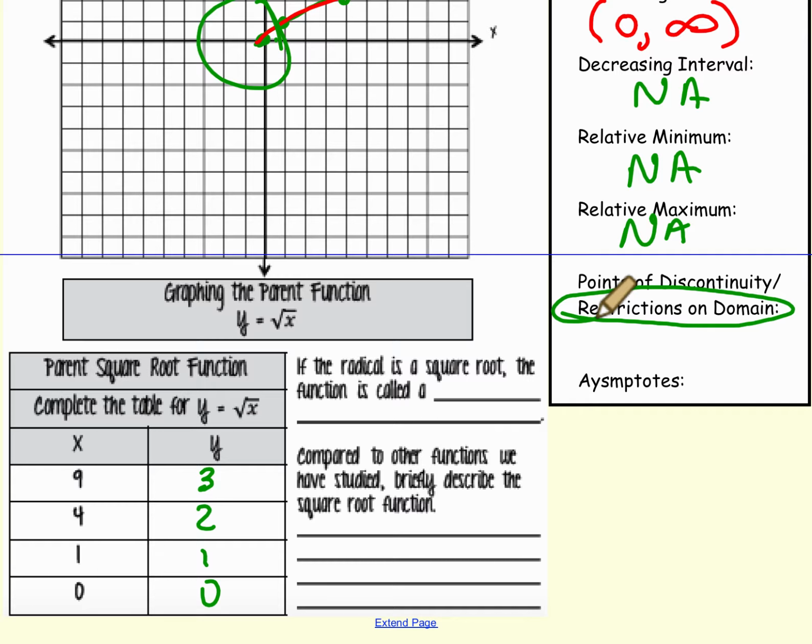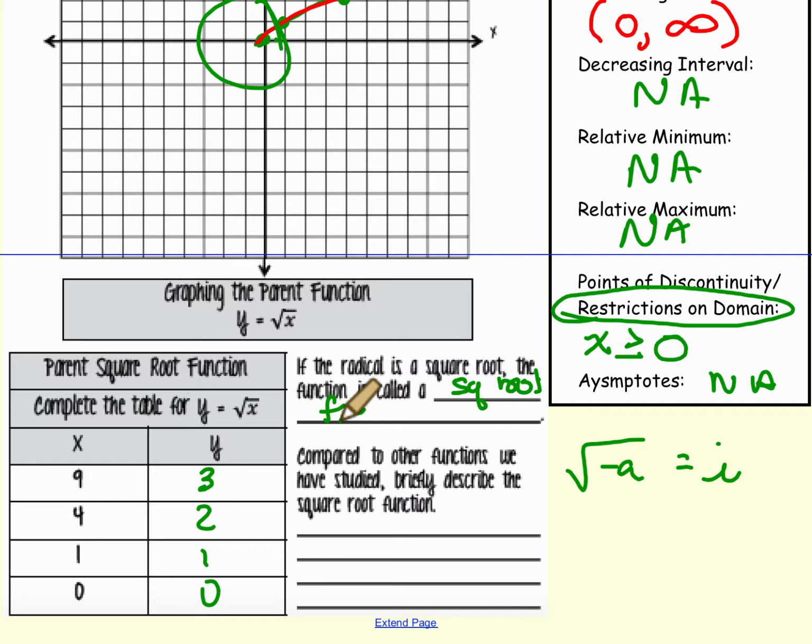Here, we talk about the restrictions on the domain. Were there some numbers I couldn't use in my domain? I could not use any number that made this negative, because the square root of a negative number is always going to be imaginary. Therefore, my x values had to start at 0 and then get bigger, because 0 is the least value I can put as an input in this function. And no asymptotes. So if the radical is a square root, the function is called the square root function.